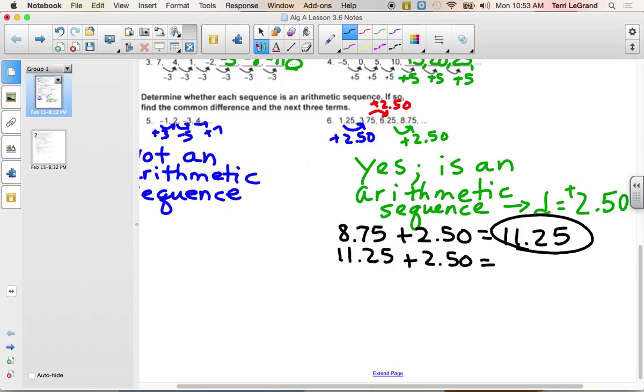$11.25 plus $2.50 is $13.75. We now have 2 terms more, and we need 1 more. So what are we going to do? 13.75 plus 2.50 equals.